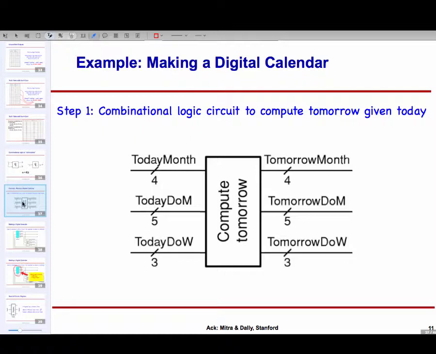Month. What would you do for month? Anyone? Let's say you're writing a program. What would you do for month? Like +1 when the day of month is over 30.